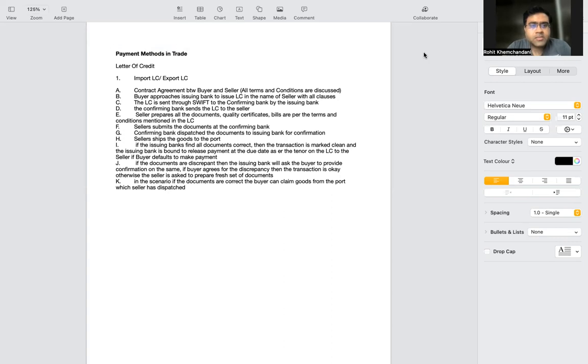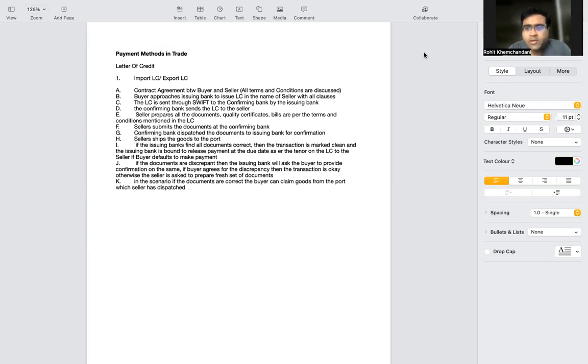Letter of credit is of various types like revocable, irrevocable, continuous, etc. So today we'll talk about the basic letter of credit and how it works. In this I have talked about import LC and export LC. We'll talk about the basic thing first.